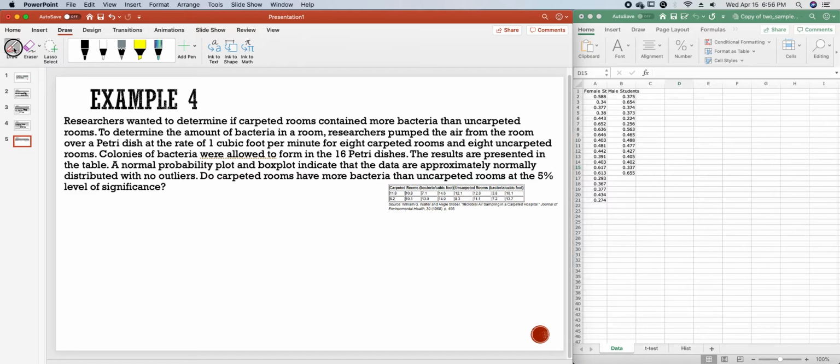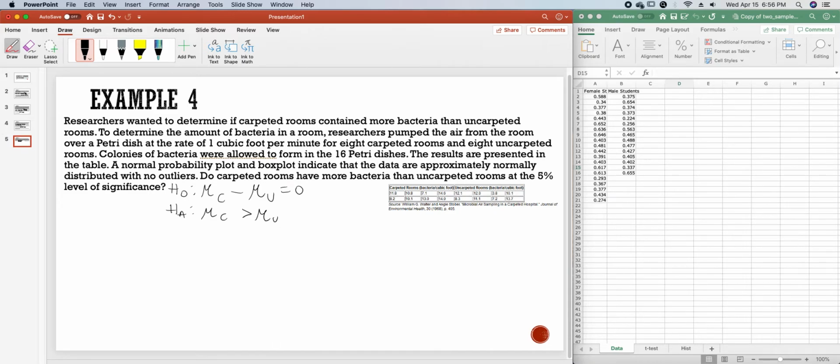So, the null hypothesis is that the mean of the carpeted rooms minus the mean of the uncarpeted rooms equals 0. And the alternative is that the mean of the carpeted rooms will be greater than the mean of the uncarpeted rooms.